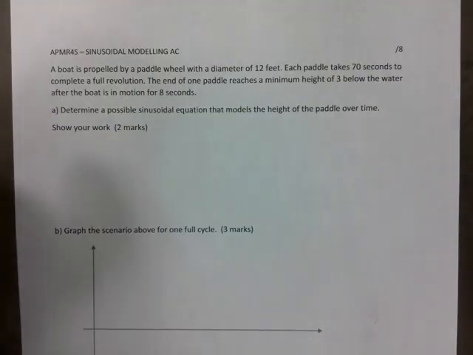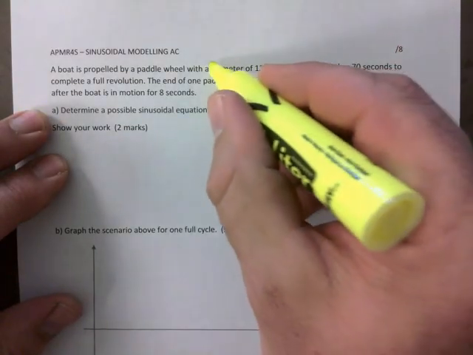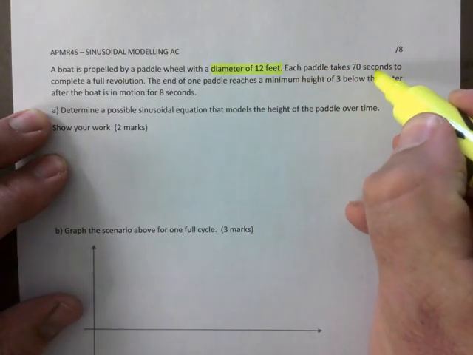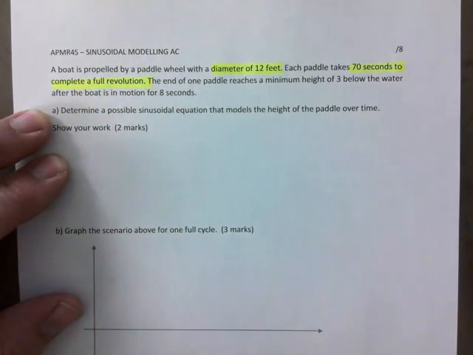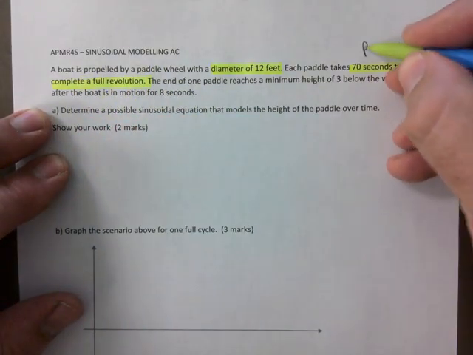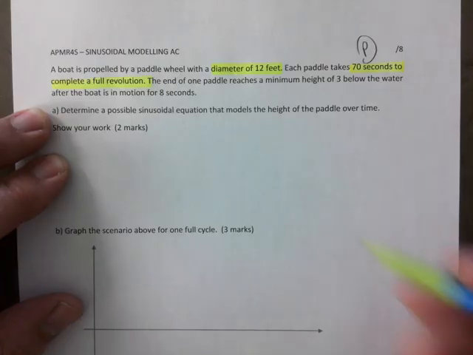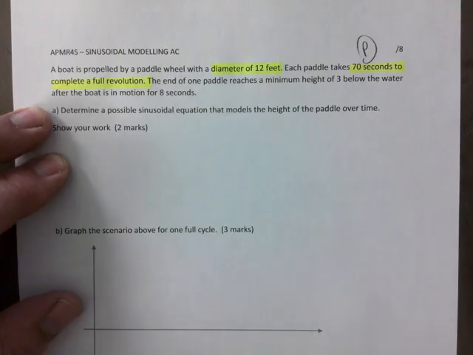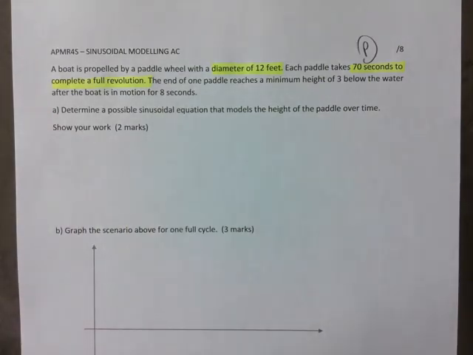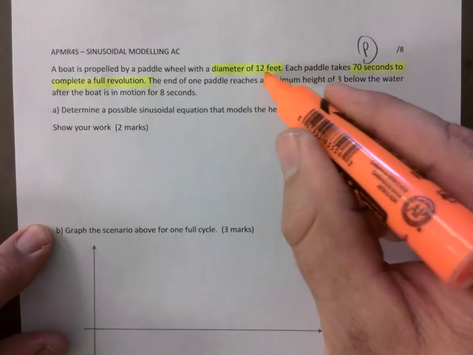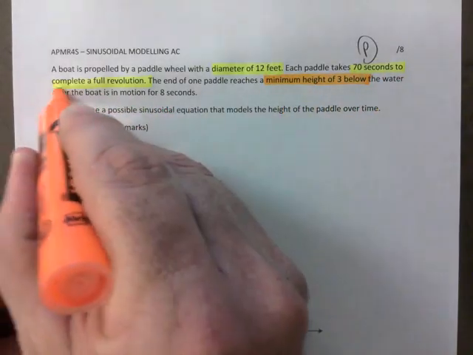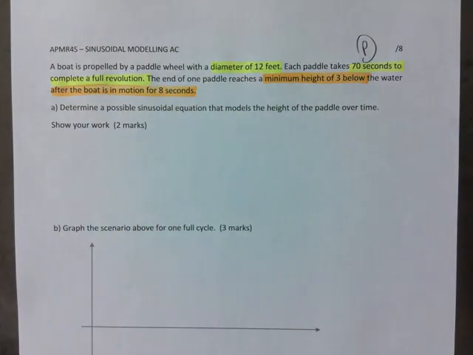So a boat is propelled by a paddle wheel with a diameter of 12 feet. Each paddle takes 70 seconds to make one complete revolution. That is your period right there. One revolution, one spin. The end of one paddle reaches a minimum height of 3 feet below the water after the boat is in motion for 8 seconds. So it's telling us what the minimum is and when that point is reached. It's actually at 8 seconds. It started at 0 at some point, but somehow this person is just starting at 8 seconds. That's when I'm on the minimum for sure.